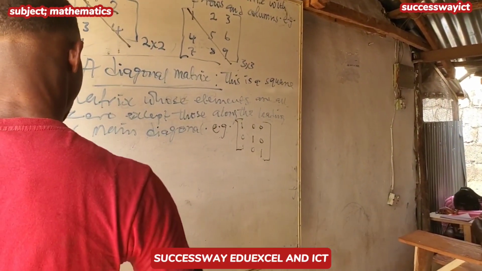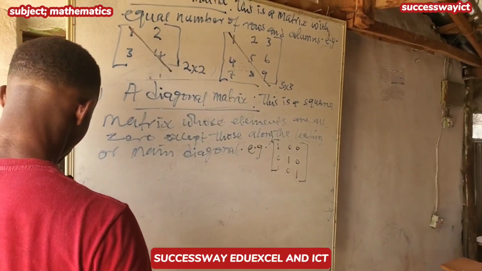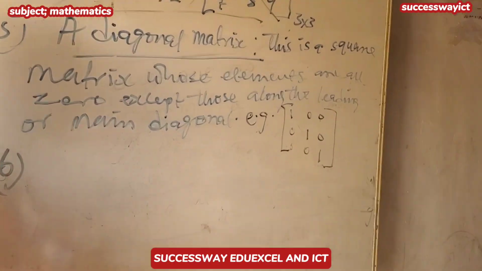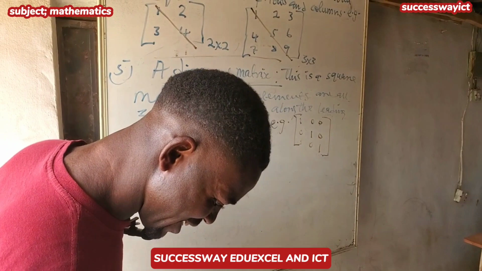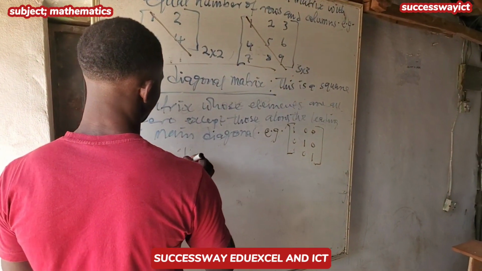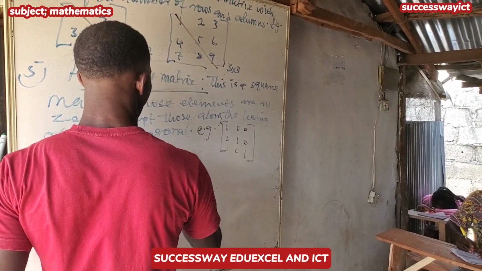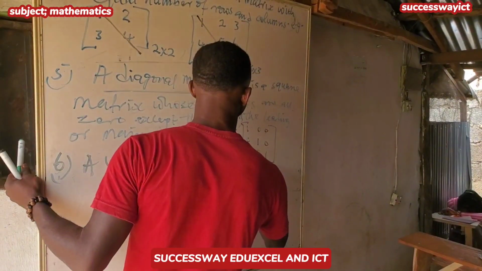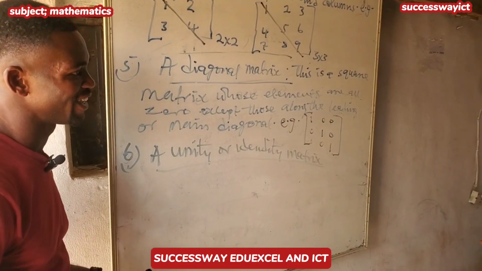Number 6. It's not serious. A unity or identity matrix or matrix, as he corrected me, the English teacher.